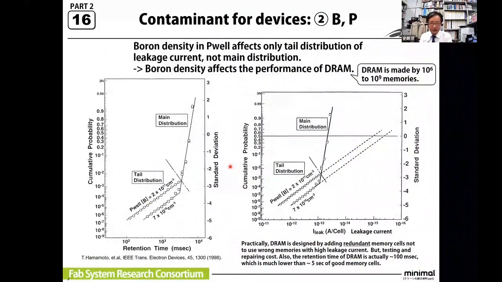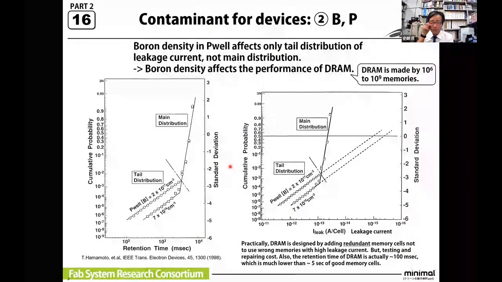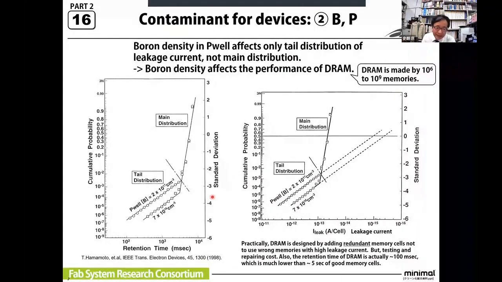And then let's go to the second one. This is not well known, but very important. This is a story of boron and phosphorus. So this is a DRAM experiment. It has been done at Toshiba Electric in Japan before.